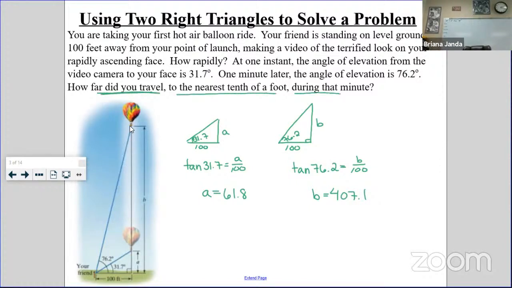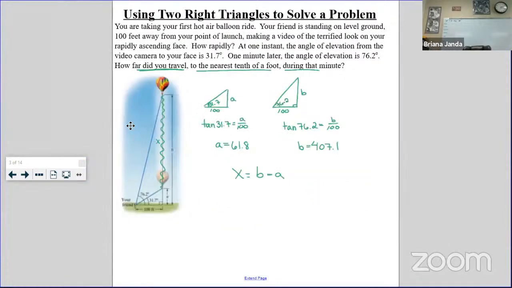Well, our travel during that minute, if we call that maybe X, would be this length right here. And X would be the whole height B minus that little part at the bottom. So if we put those numbers in there, we traveled 407.1 minus 61.8, and that comes out to a total of 345.3 feet.